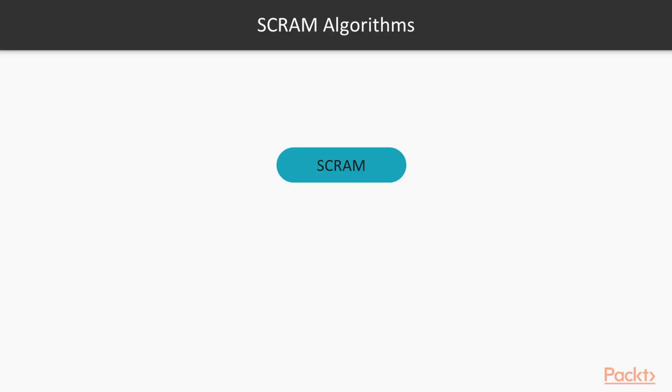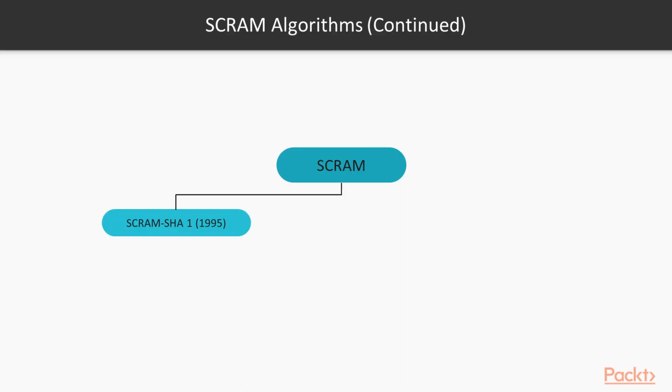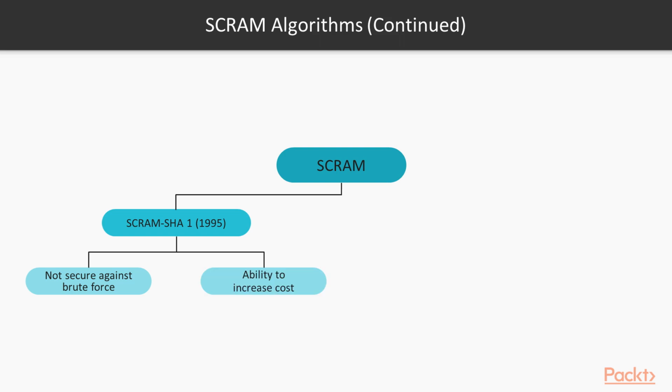MongoDB supports 2 SCRAM algorithms. The first one is the SCRAM SHA-1. The SHA-1 was introduced way back in 1995 by the United States National Security Agency. Now, the general notion is that this algorithm is not so secure against brute force attacks. You can look up the collision attack which was launched on this algorithm by Google in 2017 for better clarity on this topic. On the bright side, the SCRAM SHA-1 does allow a user to increase the cost. The default value of the cost that is offered by this algorithm is 10,000.